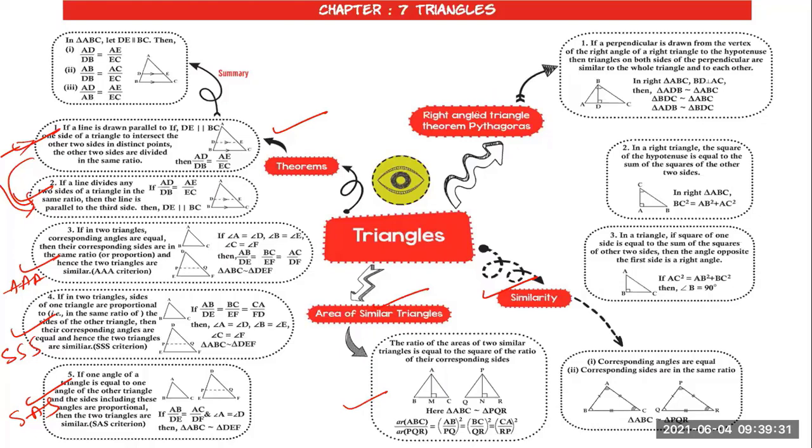Then afterwards we'll come to the right angle triangle, and there the Pythagoras theorem. From standard 6 and 7 onwards, we have been using that AC square is equal to AB square plus BC square. But how did this come about? That proof we will do here. AC square is equal to AB square plus BC square. That proof we will do, and its converse is also there. So all these theorems we are learning in this chapter. Clear?